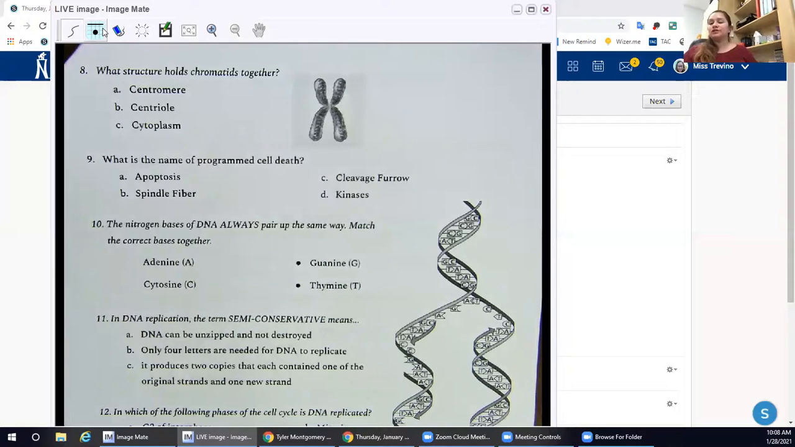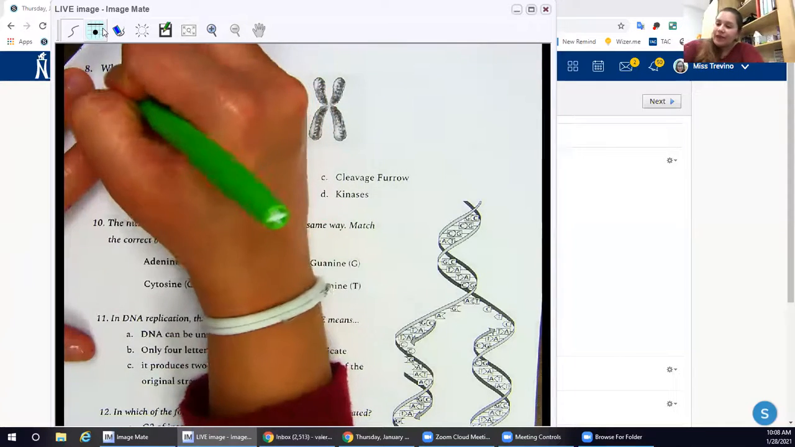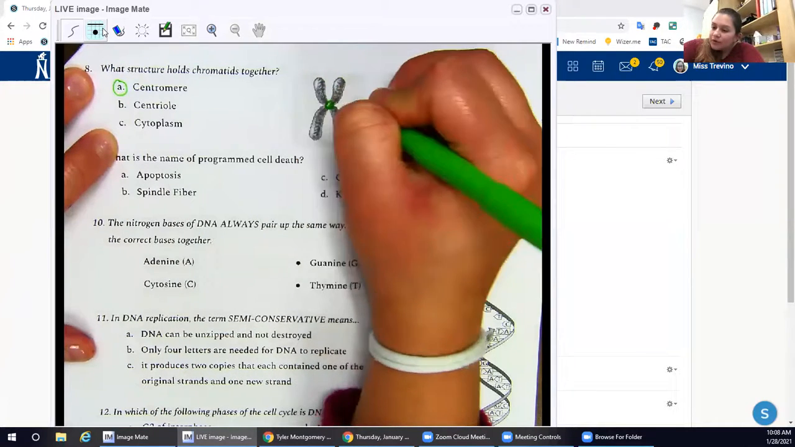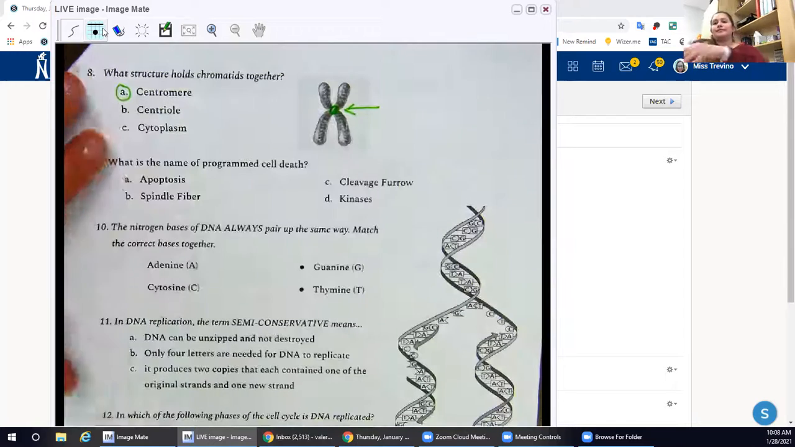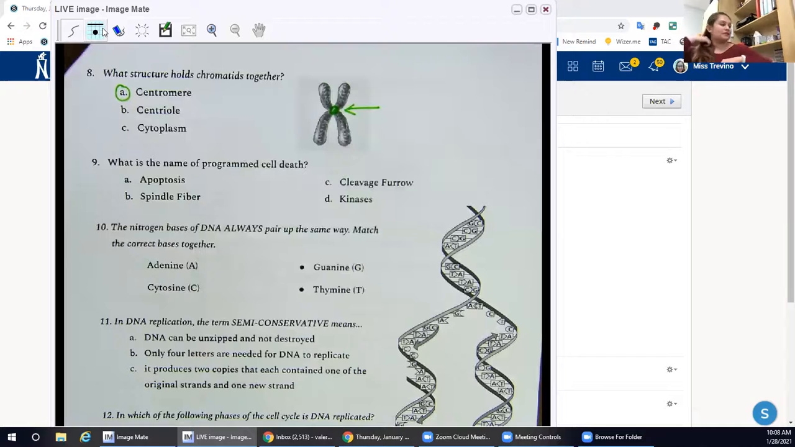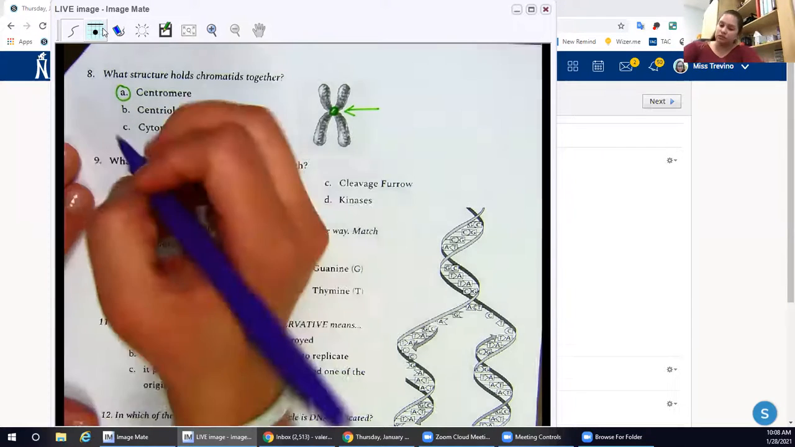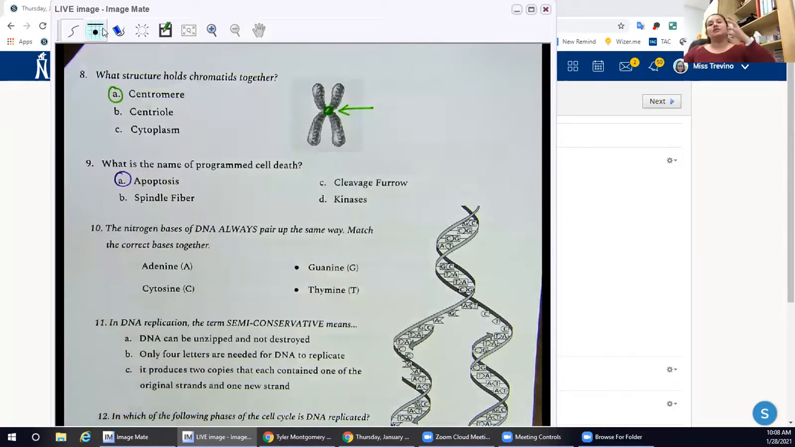What structure holds the chromatids together? That's going to be the centromere. And that's that little tiny part right here. Centromere. What is the name of programmed cell death? That is going to be apoptosis. Again, that's when the cells start to shrink. The cytoplasm and the cell membrane start to form around individual organelles, and then another cell comes in and engulfs them.